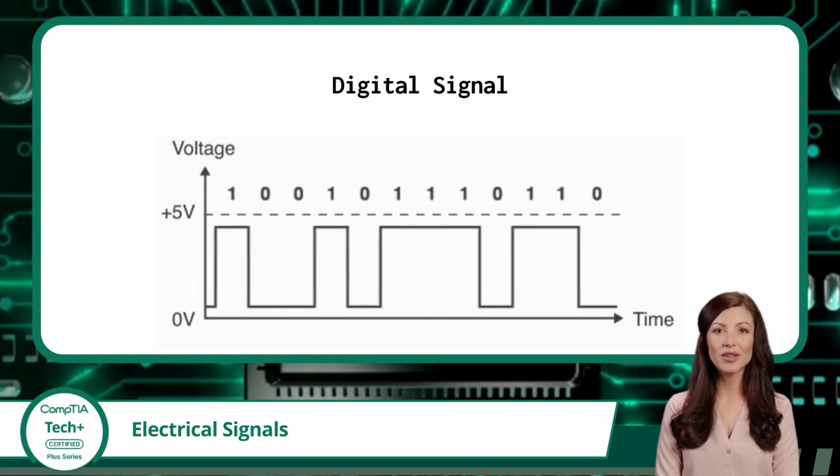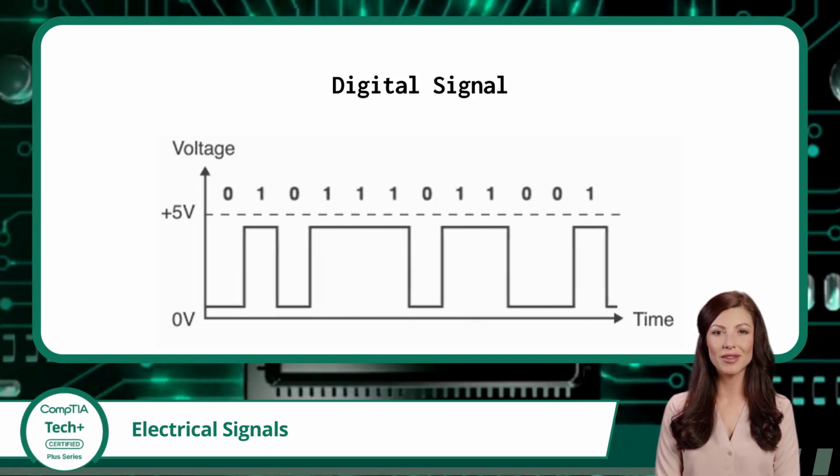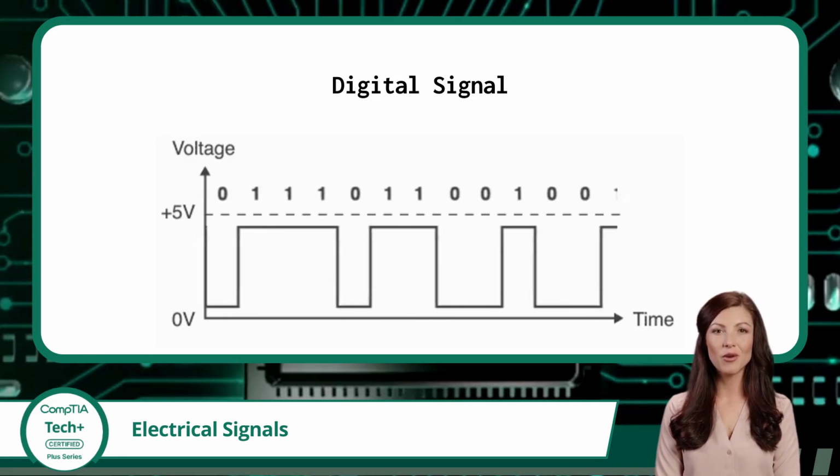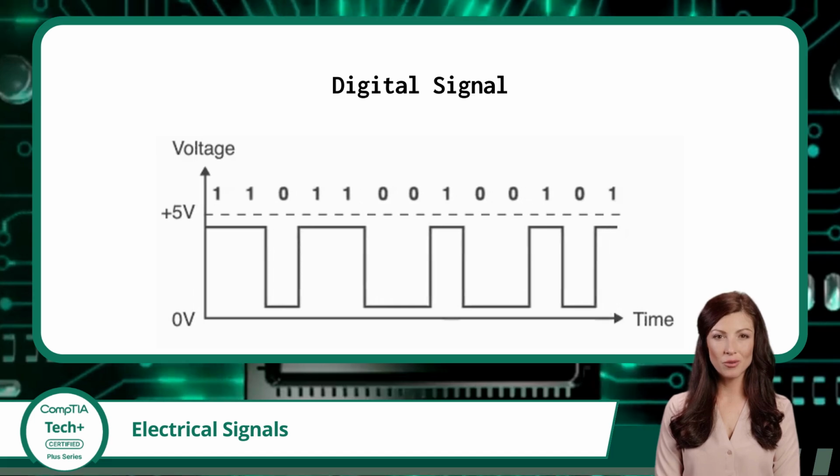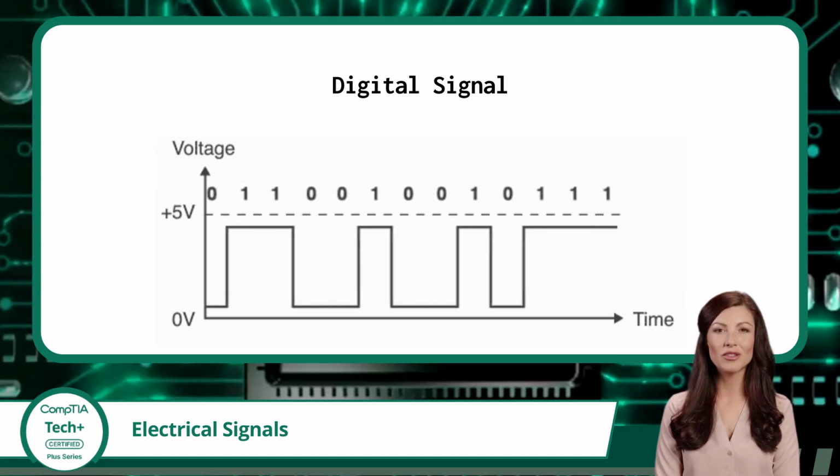Great, now you know the basic difference between analog and digital signals. Now keep an eye out for analog and digital signals as we move forward with this exam objective. You are sure to see it again.